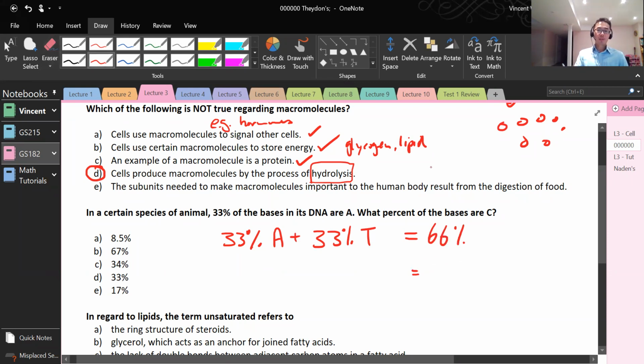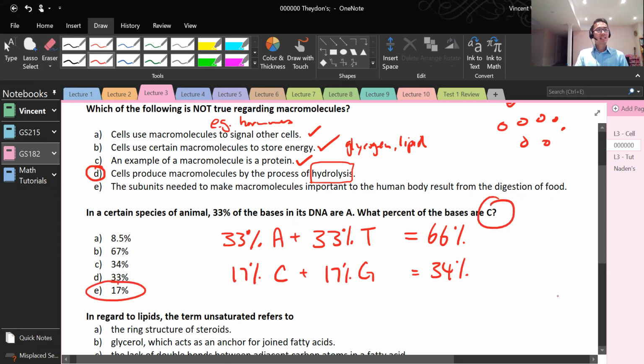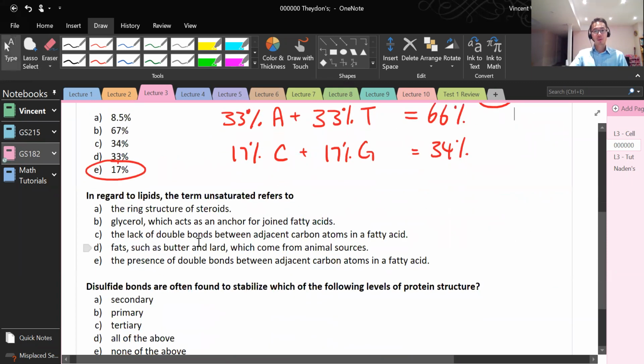If you take 100% minus 66, you will get 34%. The remaining 34% must be C and G, and they must be equal to each other. So half of 34 is 17. The correct answer is 17% will be cytosine. You might want to think that through again and rewatch the recording if you need to.